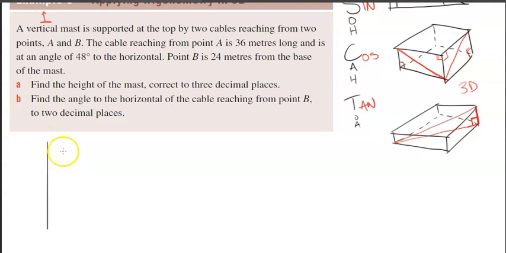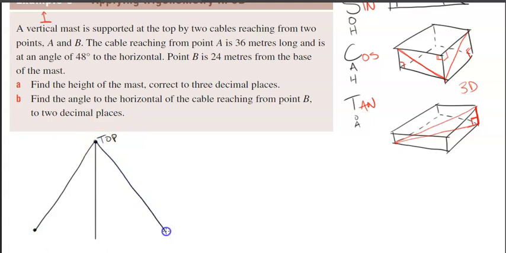Okay, so we have a mast. And this vertical mast is supported by 2 different cables. Now, to make this cabling simple, I might draw this in the middle actually. We'll have 2 different cables that reach from the top point. So here's our top. And we've got our first one that goes here, and our second one that goes here. These are the 2 cables reaching from 2 points, and they are supported at the top.